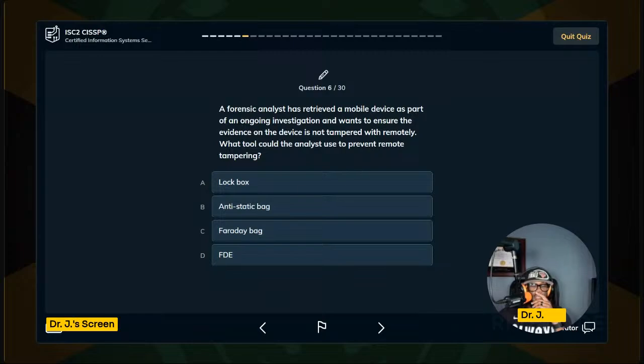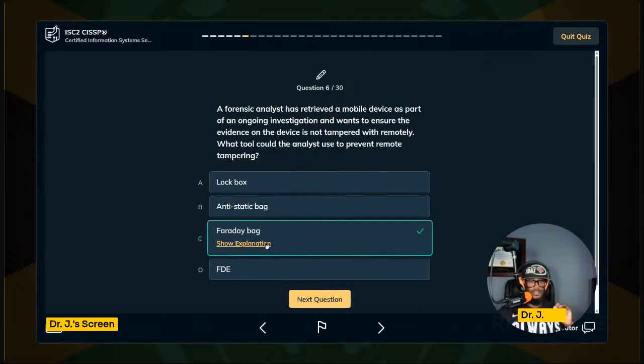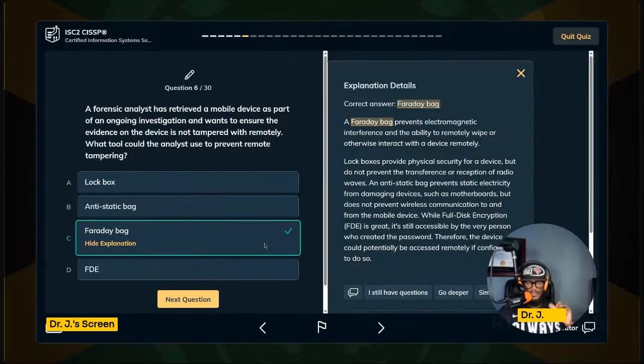I'm leaning towards Charlie. I cannot remember what FDE stands for. I hope it's not what the answer is supposed to be. I'm gonna go with Faraday bag. Yes. Okay. Good. What does FDE mean? Oh, full disk encryption. Either way, that wasn't the right answer.